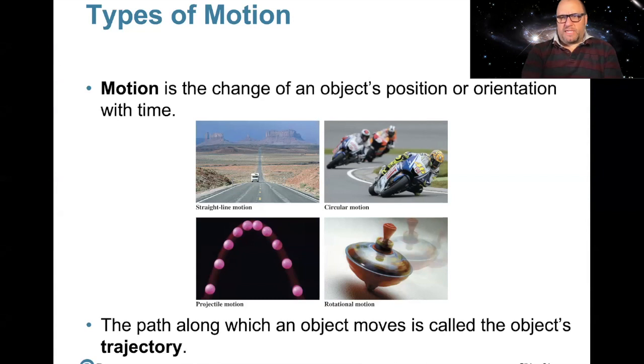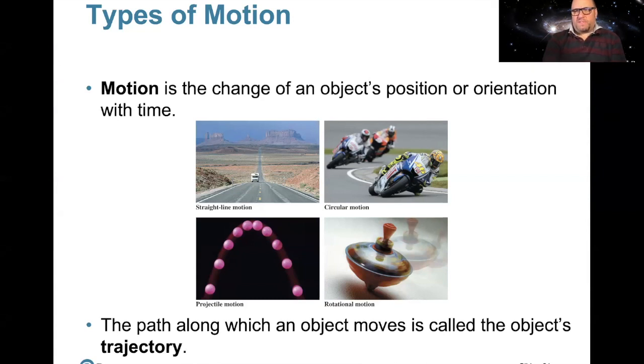Motion is the change in an object's orientation or position with time. So for example, if you have a motorcycle here, that's going to change over time. And whether or not the motion is constant, that's going to be really important.